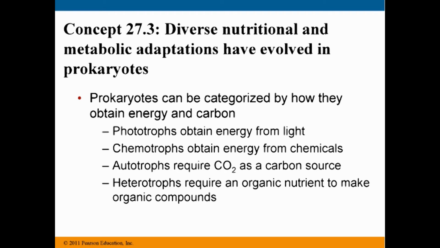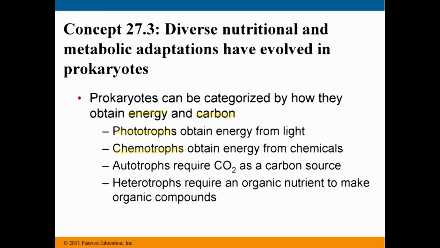Next concept. Diverse nutritional and metabolic adaptations have evolved in our prokaryotes. This is looking at different modes of nutrition for our prokaryotes, how these organisms obtain energy as well as carbon, and both of these are necessary for life. We've got phototrophs and chemotrophs. Phototrophs obtain energy from light, and chemotrophs obtain energy from chemicals. Photo refers to light, chemo refers to chemicals.